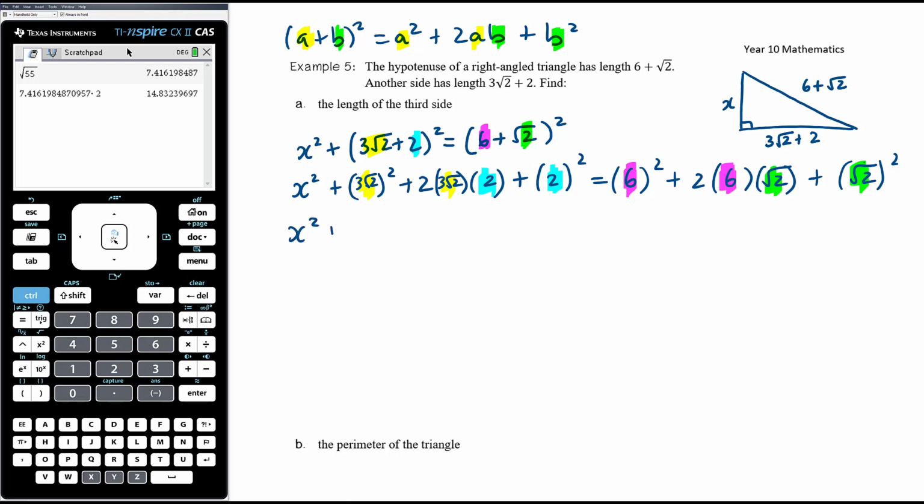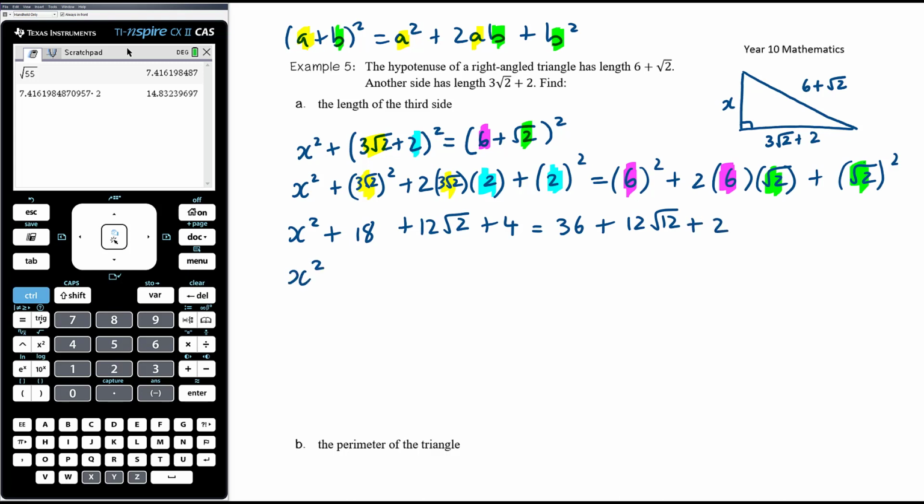So we've got x squared plus 3 root 2 all squared is, 3 squared is 9 times root 2 squared is 2. This is 2 times 3 times 2, so 2 times 3 is 6 times 2 again, so it's 12 times root 2, and this is 4. I might just simplify that, 9 times 2 straight away, that's 18. And then on the other side we've got 6 squared, which is 36, plus 2 times 6 times root 2, so that's 12 root 2, plus root 2 squared, which is 2.